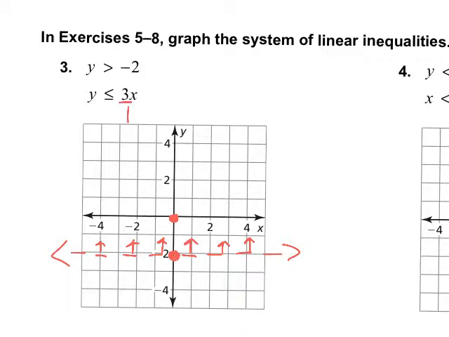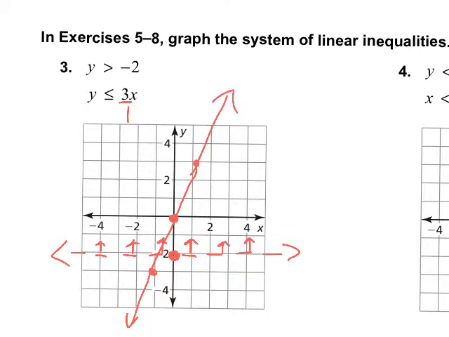So I'm going to go up 1, 2, 3, and over 1. I'm going to go up and off the graph, so down 1, 2, 3, and left 1. And that's how many points I can put. Is this going to be a solid or a dotted line? Solid. This one's going to be solid because it's equal to, right? So put your nice solid line on there.